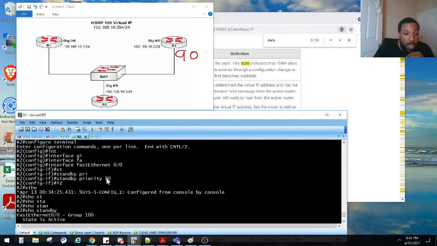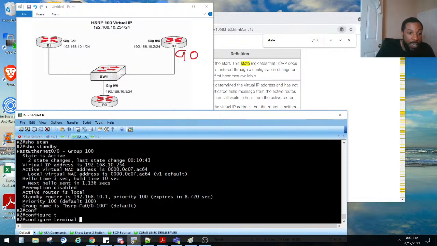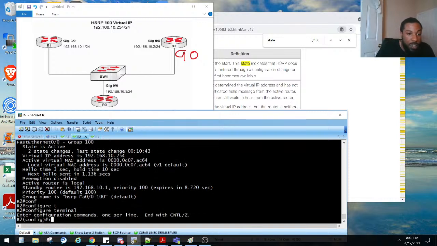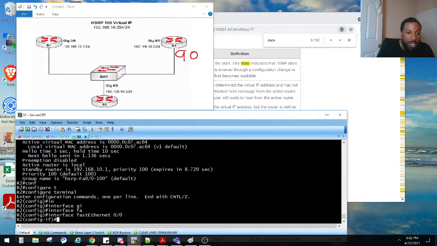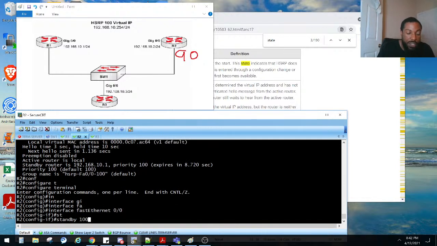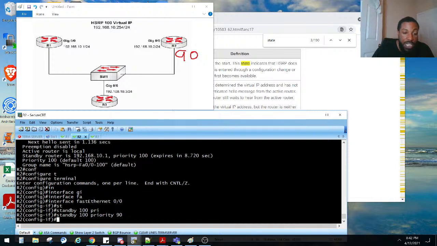Oh, you know what? We need to go to that group and do it first. So let's do that. That's probably what I didn't do. So interface GigabitEthernet0/0, standby 100. That's what you got to do there. See, standby 100 priority 90. So if you don't specify the group, you're just saying the priority. It's not going to take effect. So that's probably what happened there.